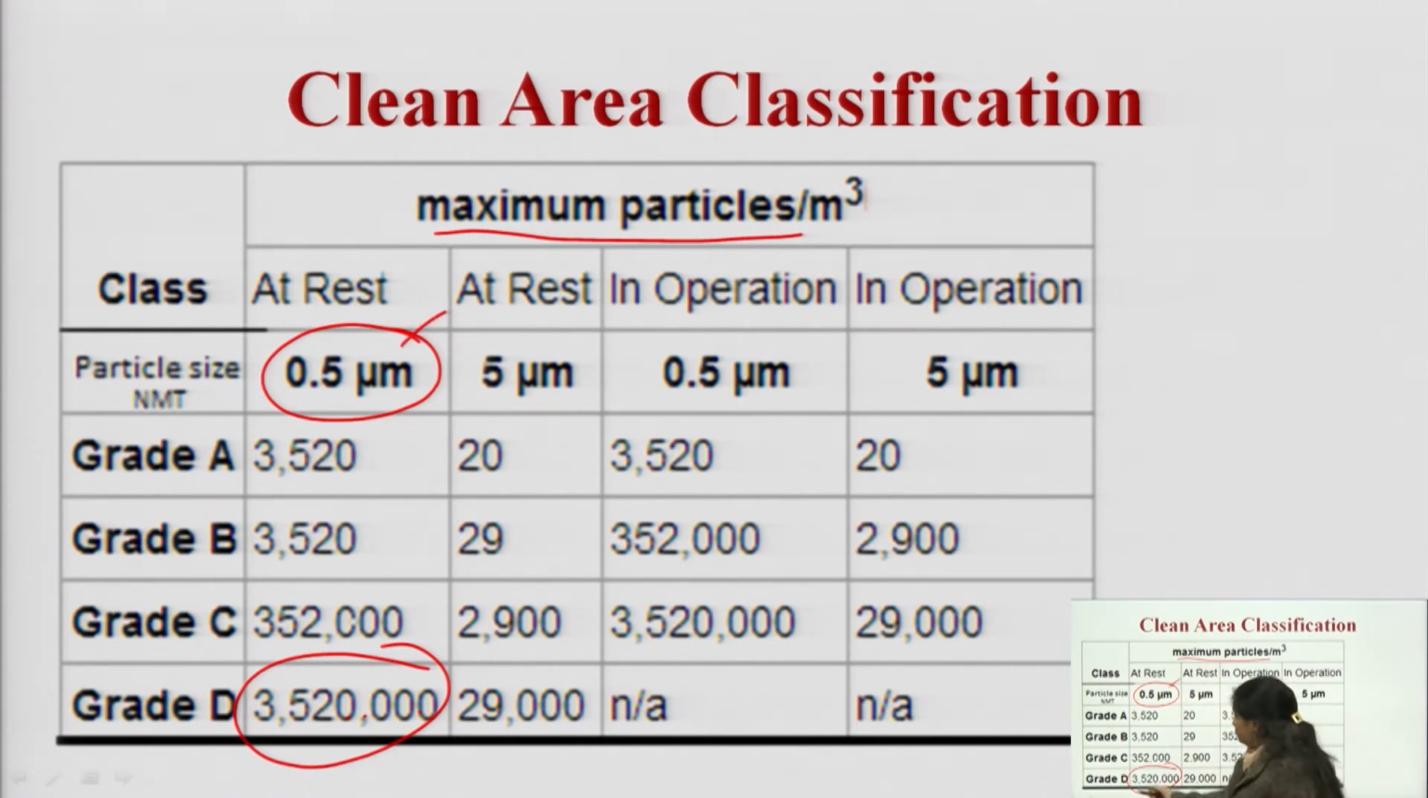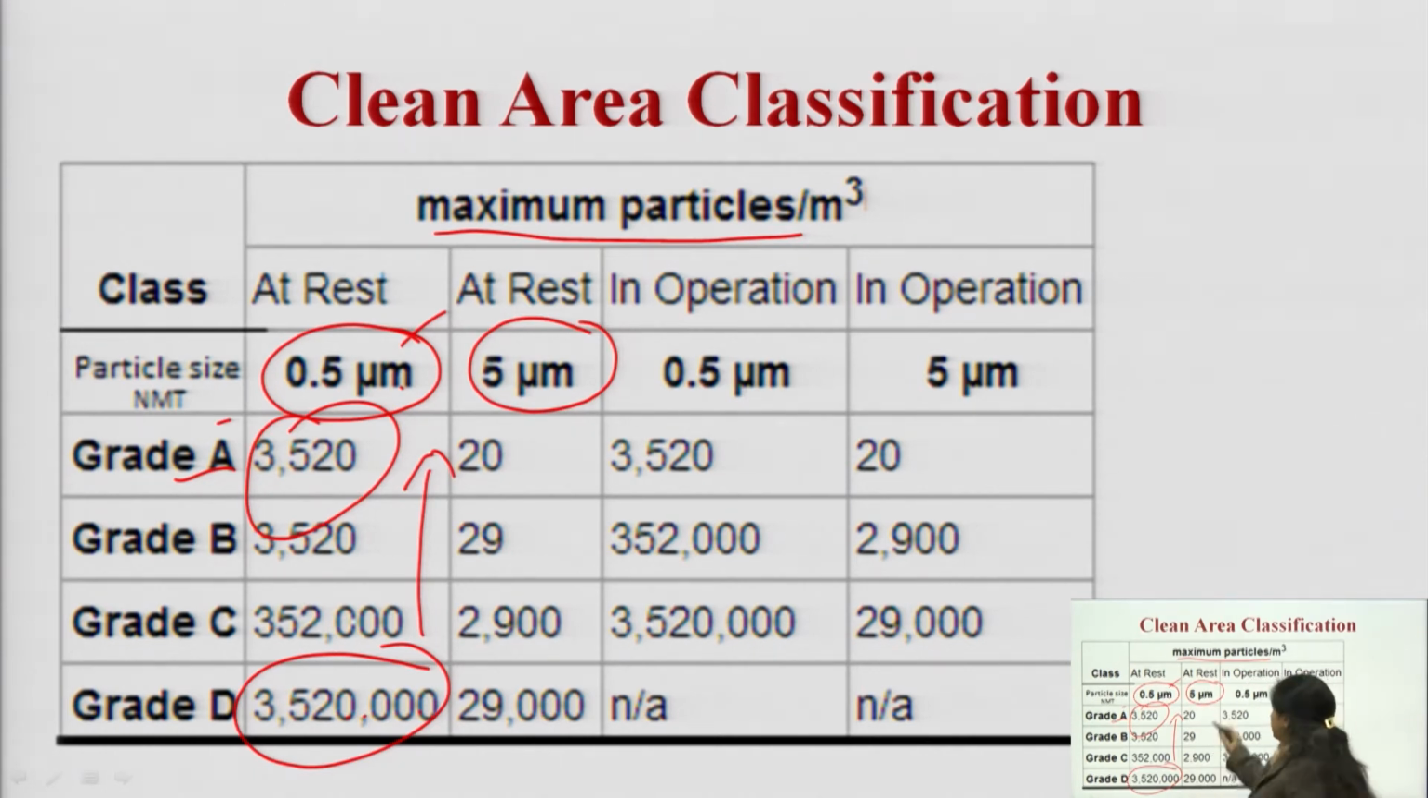But as we move from grade D towards grade C, from grade C towards grade B, and from grade B towards grade A, the number of particles goes on decreasing. Grade A is the aseptic area, where the number of particles of 0.5 micrometer size is only 3520, whereas in grade D there were lakhs. And the dust particles of size 5 micrometer are just 20.